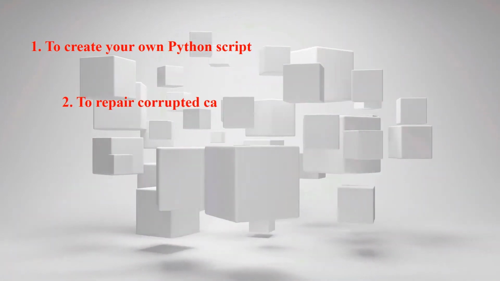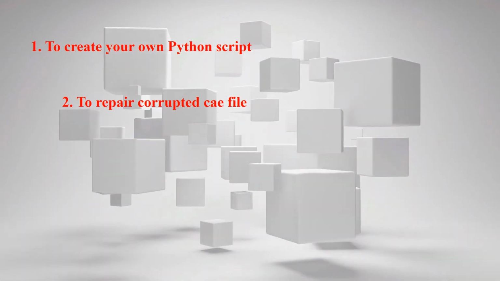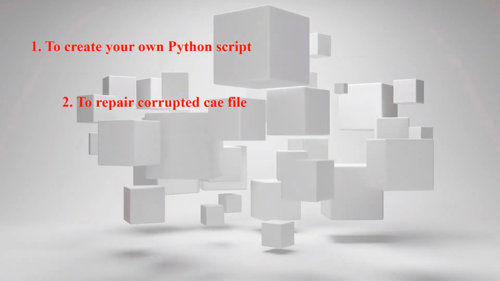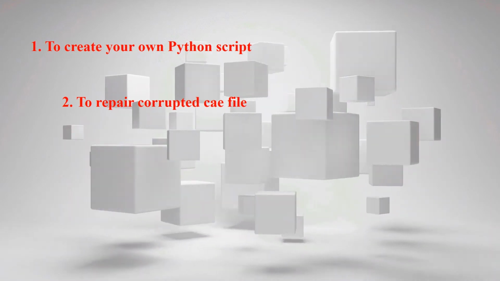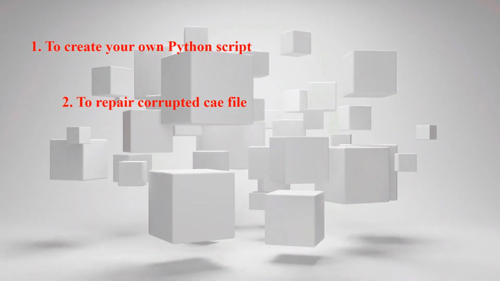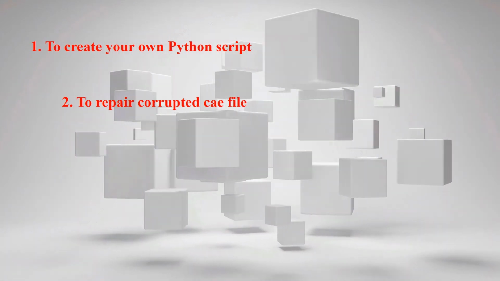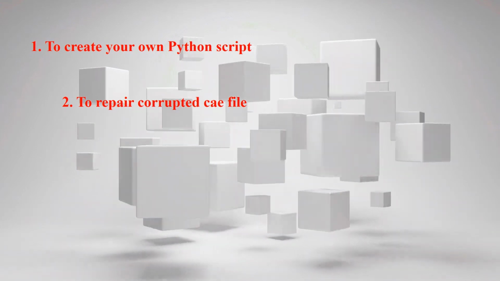Second, to repair a corrupted CAE file. If the saved model database becomes corrupted, we can recreate it by starting Abaqus with the recover option. We will show how to recover a model by JNL file at the end of this video. Please always note to move and keep the JNL file with the CAE file. In this way you are sure that you can recover your CAE model.